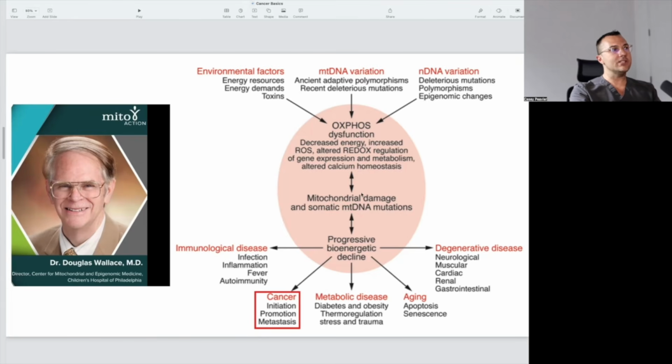And when there's increasing mitochondrial DNA damage and mitochondrial structural damage, that leads to a bioenergetic decline that is progressive, and that leads to disease. And this channel is ultimately interested in having no disease whatsoever. I don't want there to be immunological diseases, neurodegenerative diseases, other metabolic diseases. But in this particular time, we're focusing on cancer. So cancer is also at the root of this progressive bioenergetic decline, as described by Wallace.